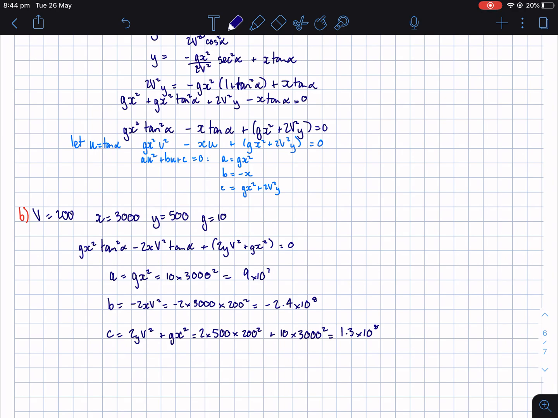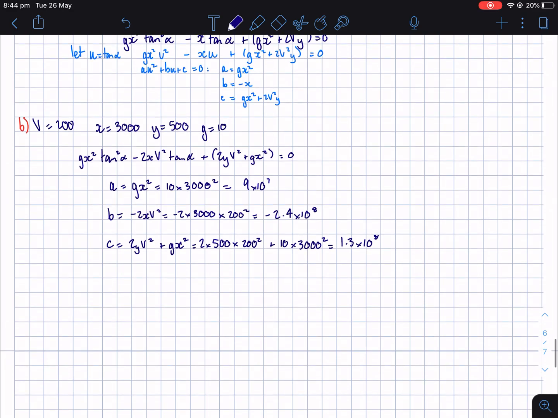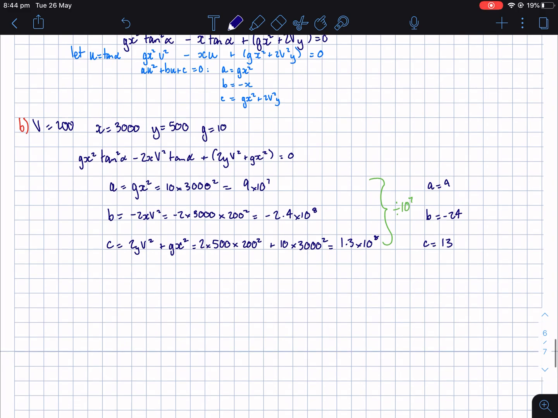I'm just wondering if I can simplify this any. Because if the whole lot equals 0, then I should be able to divide them all by the same thing. So I'm going to divide them all by 10 to the 7. And I'm going to get 9, negative 24, 13. Okay. Cool, now I should be able to do this easily.